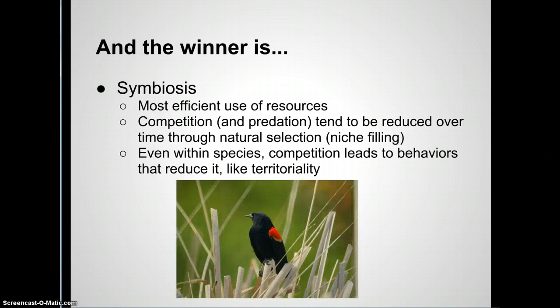These red-winged blackbirds that populate the swamp, they kind of space themselves out and they form little mating territories. This is to reduce conflict.